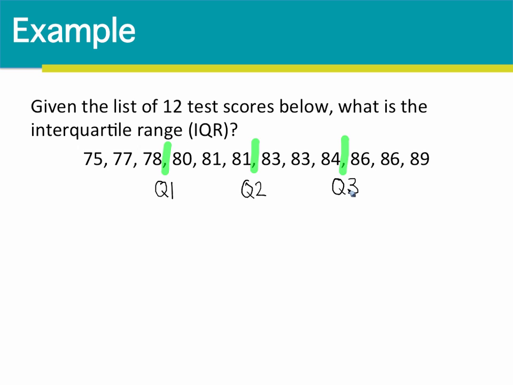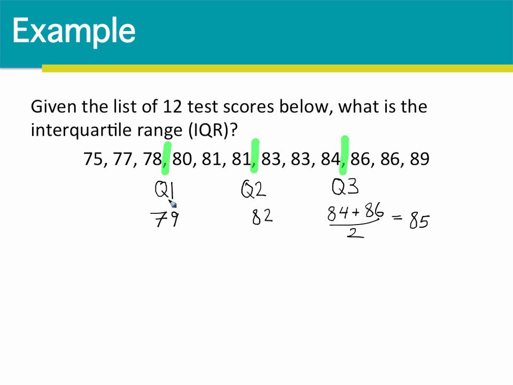So because our quartiles are between two different numbers, we need to take their average. So our Q3 is going to be 84 plus 86 divided by 2, which is 85. Again, it's just the halfway point between our two values when we take the average. Q2, which we don't need, but we can mention anyway, it's the halfway point between 81 and 83, which is 82. And our Q1 is the halfway point between 78 and 80, which is 79.